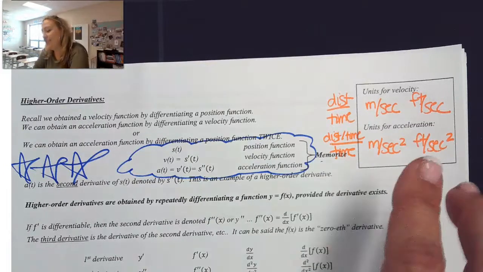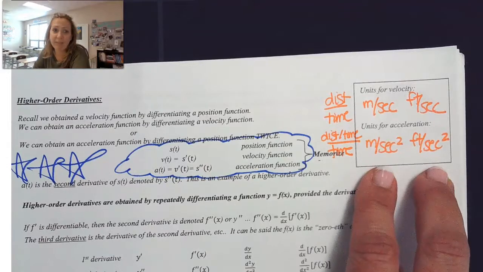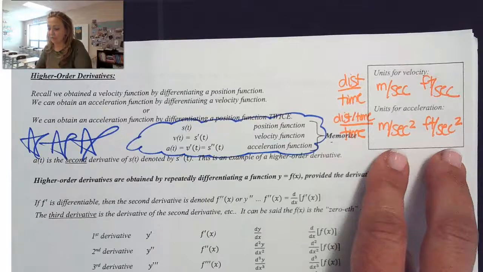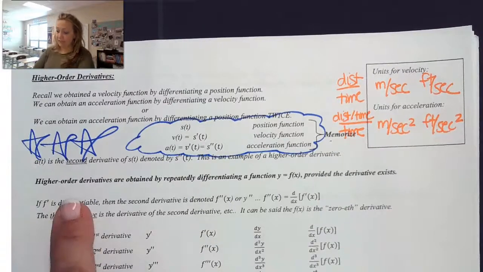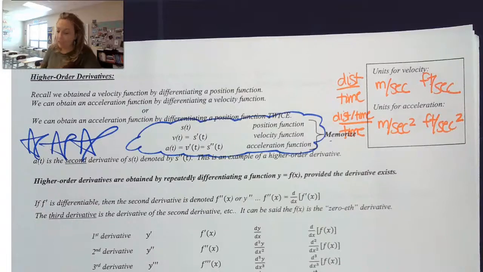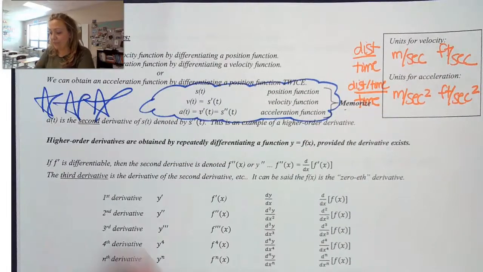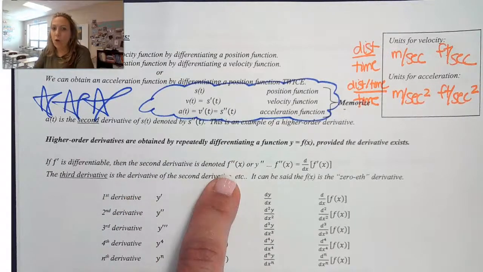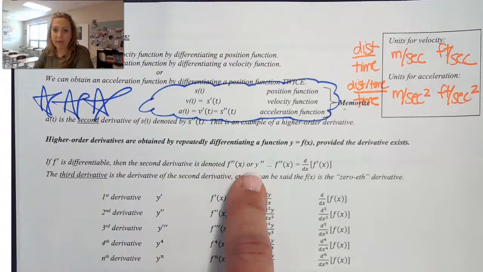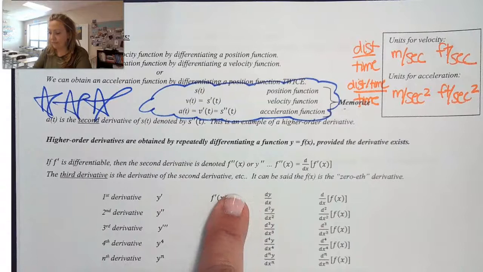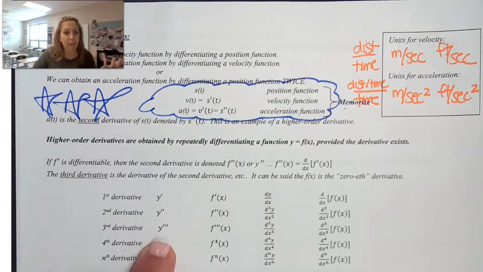So we're going to be seeing this notation a lot more now that we're going to be able to find the acceleration, since we're going to be doing these second derivatives. Again, higher order derivatives are obtained by repeatedly differentiating a function, y equals f of x, provided that the derivative exists. So again, if f prime is differentiable, then the second derivative is denoted by f double prime of x or y double prime, okay? The third derivative is the derivative of the second derivative. So the third derivative is like y triple prime.